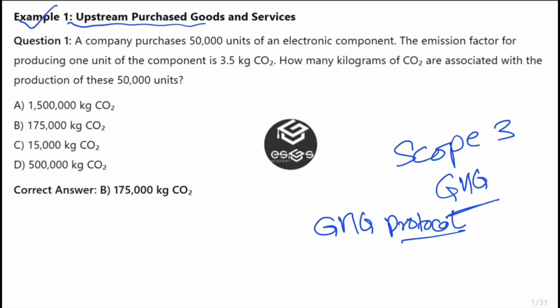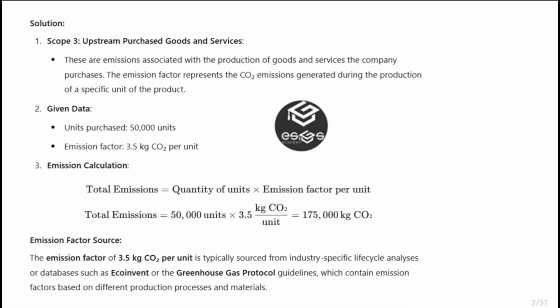So the question is, a company purchased 50,000 units of an electronic component, okay, and the emission factor for producing 1 unit of the component is 3.5 kg carbon dioxide. Okay, so how many kilograms of CO2 are associated with the production of these 50,000 units? So you can see the correct answer is 175,000 kilogram of CO2. But how this answer came, let us understand that actually. Okay, so we will see the solution of the question.